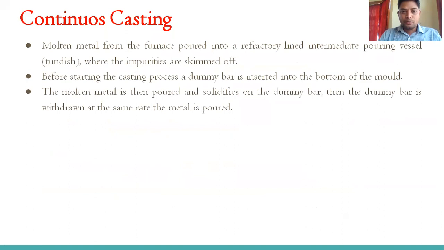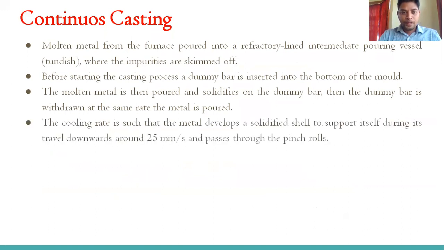The molten material is poured and solidifies on the dummy bar because it is closed, and once the material is solidified, we allow the solidified material to move out by withdrawing the dummy bar. As I said, the rate at which we withdraw the dummy bar, the rate at which the material solidifies, and the amount of molten material we are filling must all be kept in mind, and accordingly we flow the molten material.